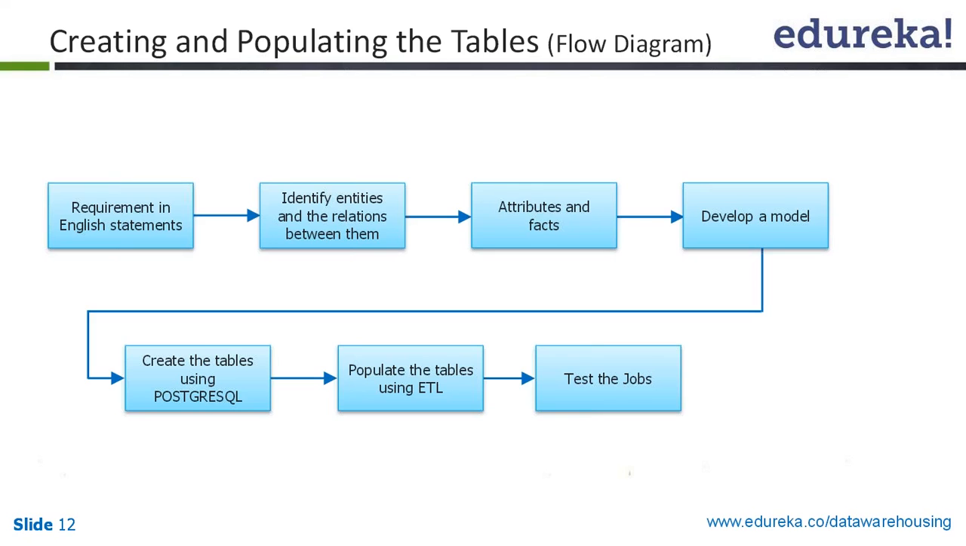Employees are employed by a company, so that "employed by" becomes a relation. There can be multiple types of relation, one to many, many to many. So all these we will be studying. Attributes and facts: you will have to identify what the attributes are. For example, an employee will have his name, first name, last name, age, date of birth, etc., and the measures that you want to capture in the fact table. For example, the quantity of product sold or the amount of sales that is generated. All these are facts.